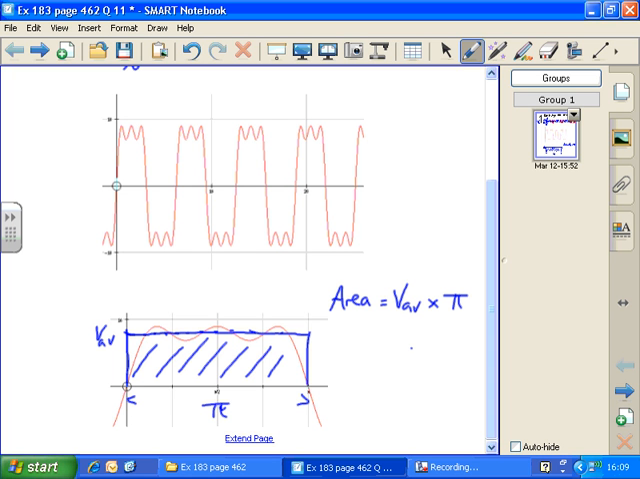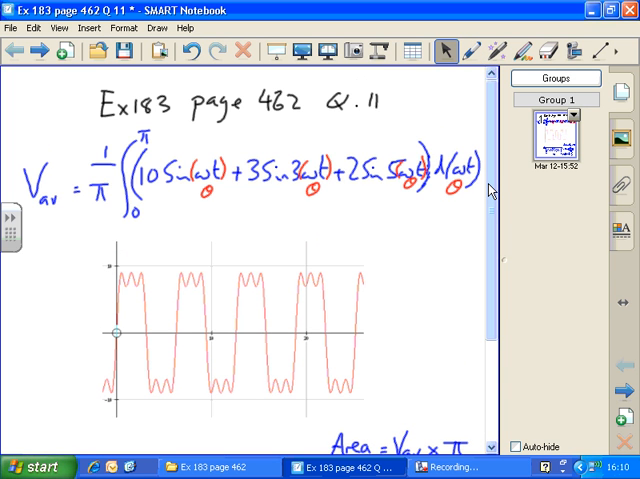So if we want the average value, that's going to be the area, which we can find by integrating it, divided by pi. In other words, the average value equals 1 over pi times the integral, which is exactly what we've got here. And that's always the case. To find an average value, it's 1 over the length of the interval, in this case pi, times the integral across that interval, between 0 and pi. And that works for any function.